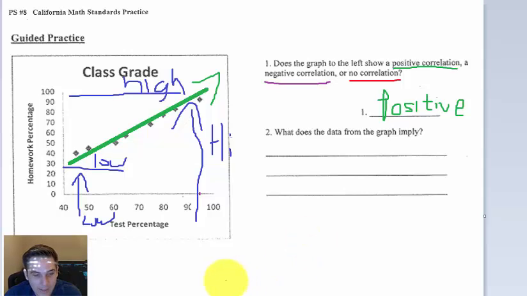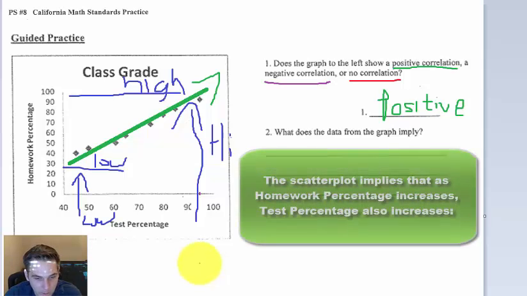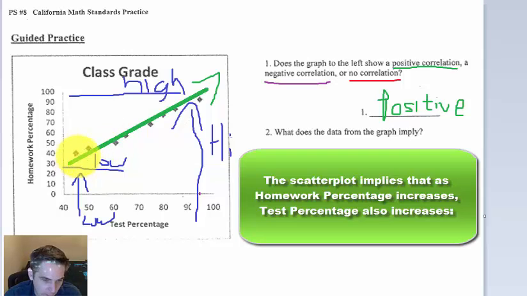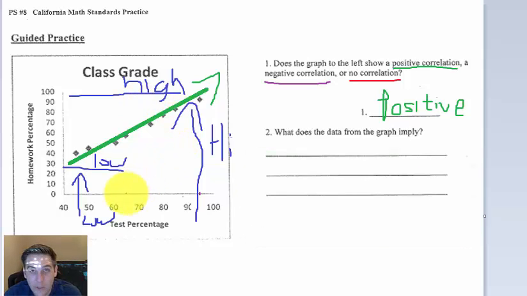It implies that as you complete more homework, you get better test scores. As you do less homework, you get lower test scores. And that's how you answer that. Now there's no real trick to it. It's just interpreting the information, and you just got to practice it. All right, if you have any questions, ask me in class.